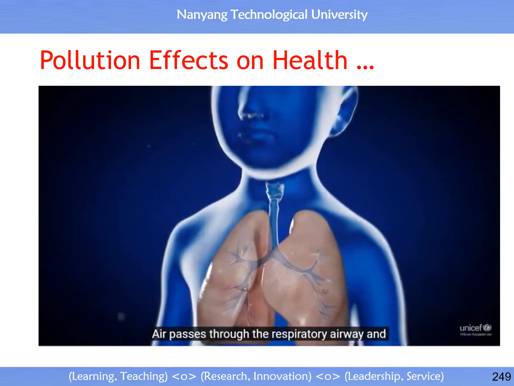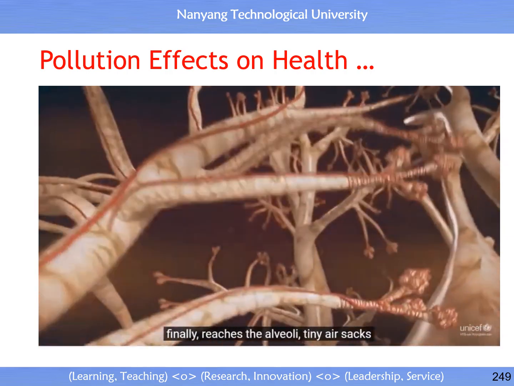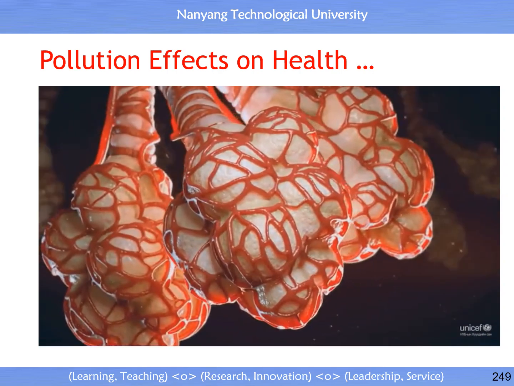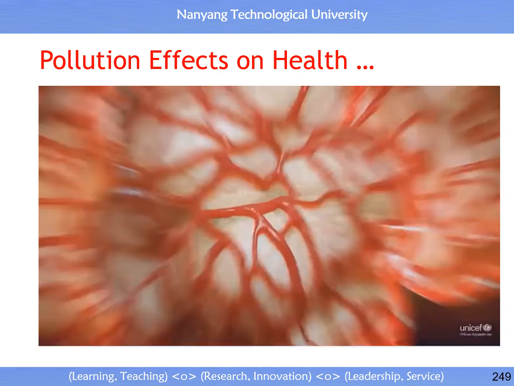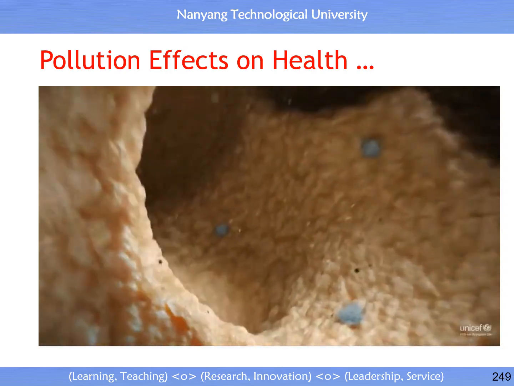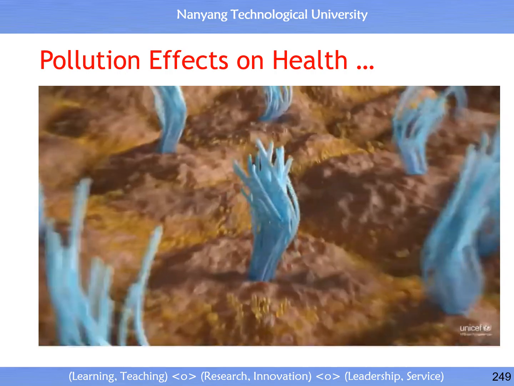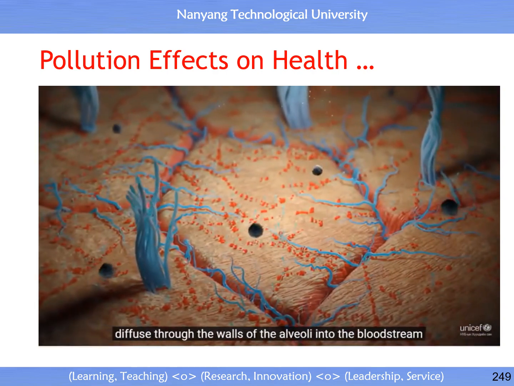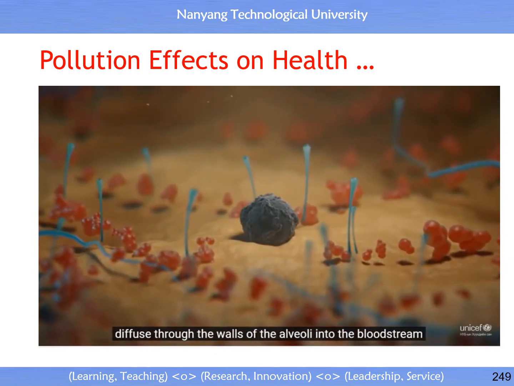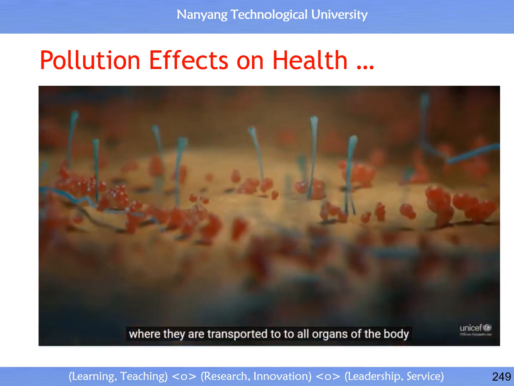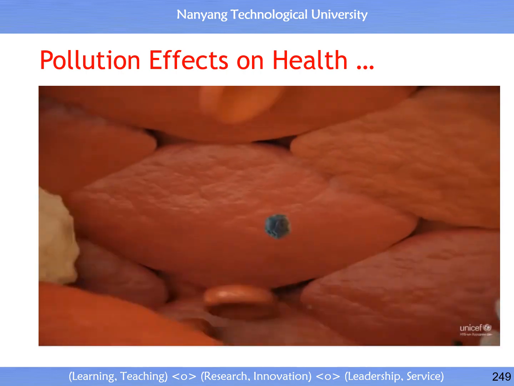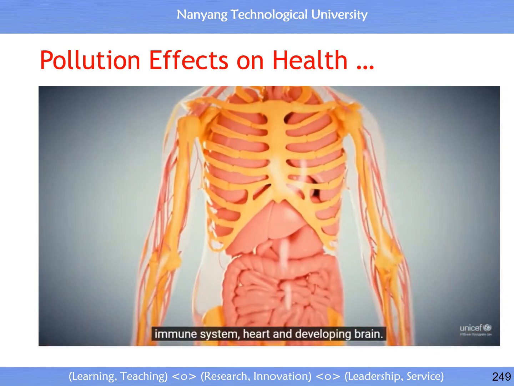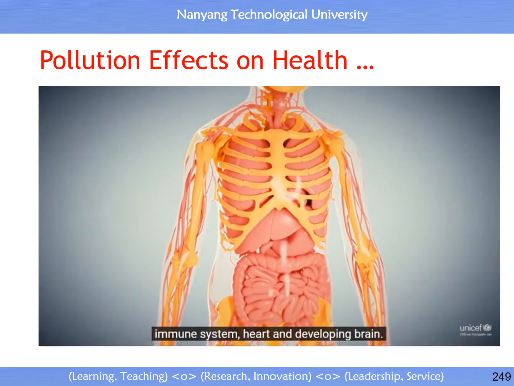Air passes through the respiratory airway and finally reaches the alveoli, tiny air sacs in the deepest part of the lung. The smallest of the particles that enter the lungs diffuse through the walls of the alveoli into the bloodstream, and they are transported to all organs of the body where they can affect normal function. Critical organs affected include the lungs, immune system, heart, and developing brain.